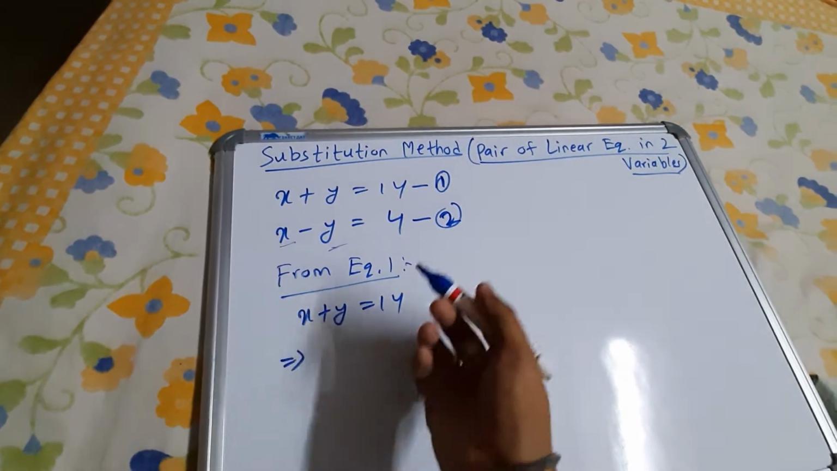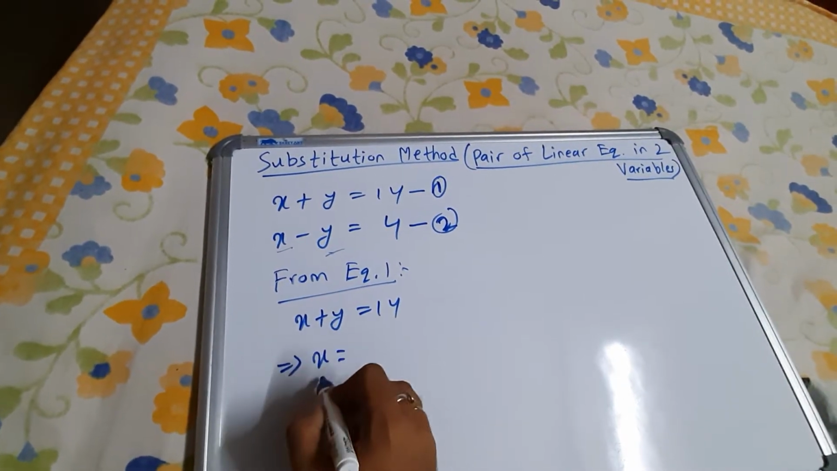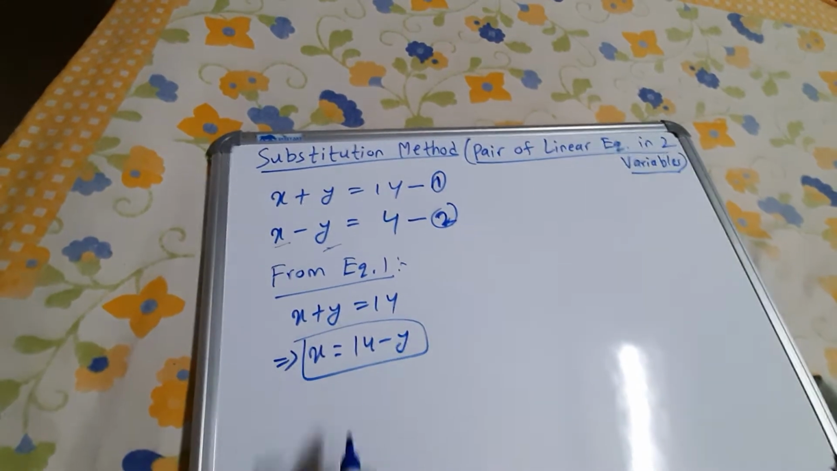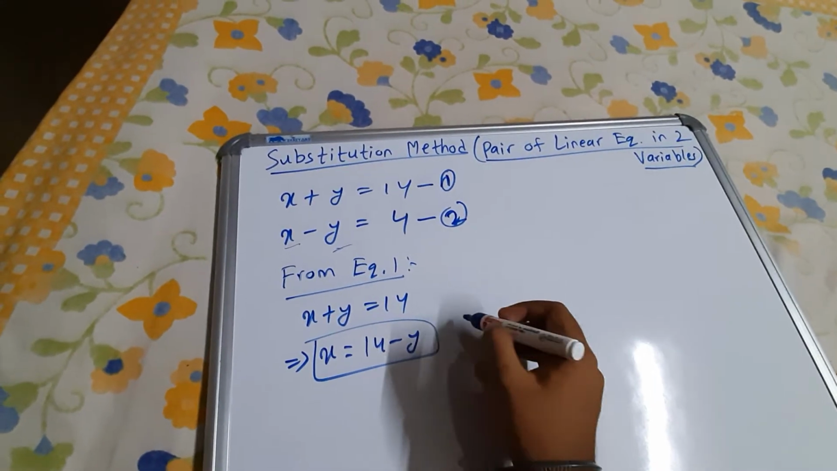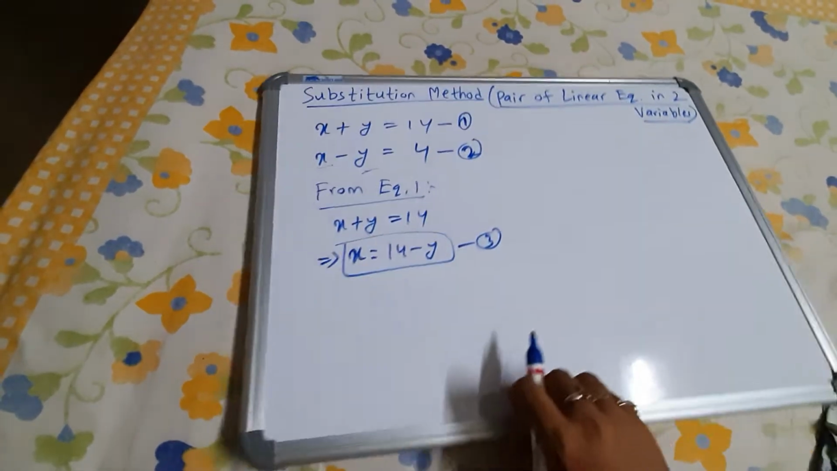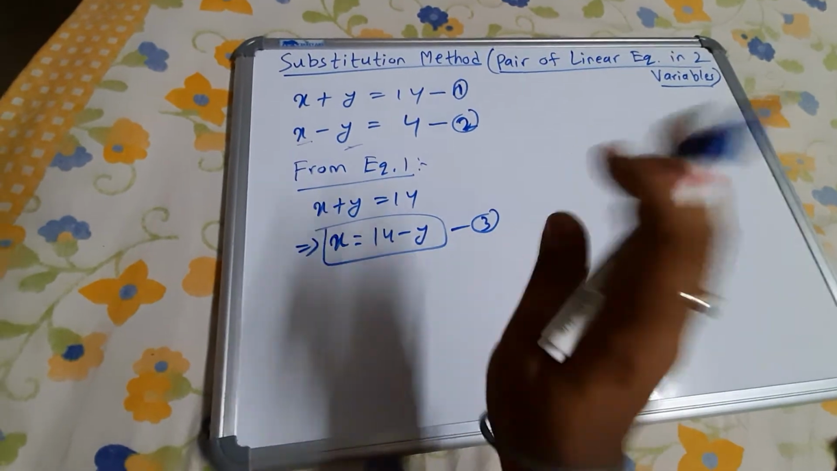Now I want to take x as the subject. So x will be what? 14 minus y. Note this thing. This will be the value of x. And name it as equation number 3. Name it also equation number 3.